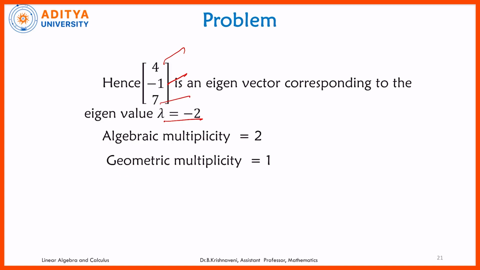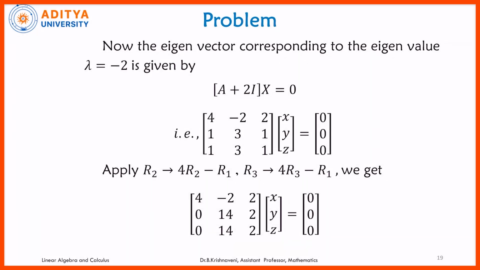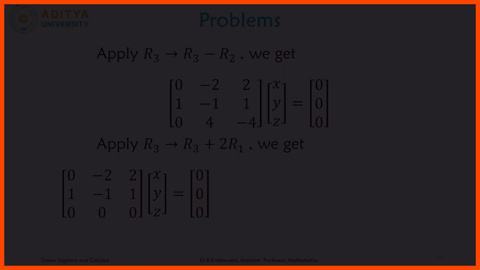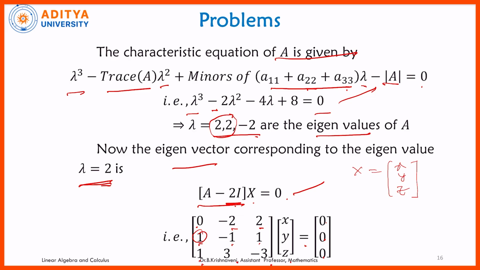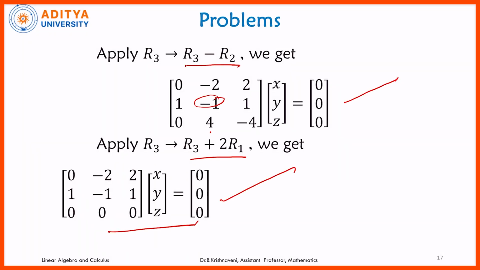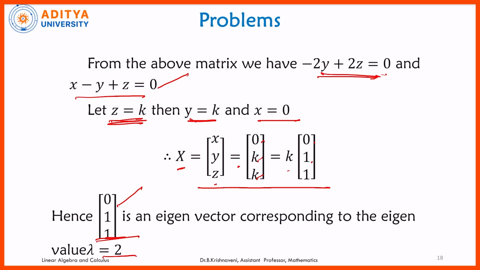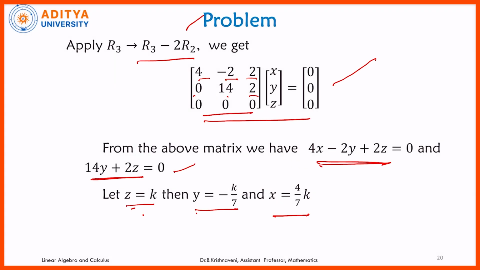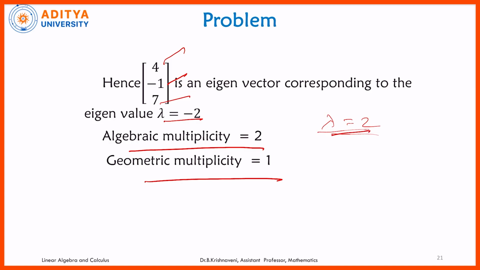Now you can see what the algebraic multiplicity and geometric multiplicity are for the eigenvalue lambda equal to 2. Observe that lambda equal to 2 is repeated 2 times, so the algebraic multiplicity is 2. And for lambda equal to 2, how many eigenvectors did we get? Only 1. That means the geometric multiplicity is equal to 1. Therefore, for the eigenvalue lambda equal to 2, the algebraic multiplicity is 2 and the geometric multiplicity is 1. In this way, we can find the algebraic and geometric multiplicities.